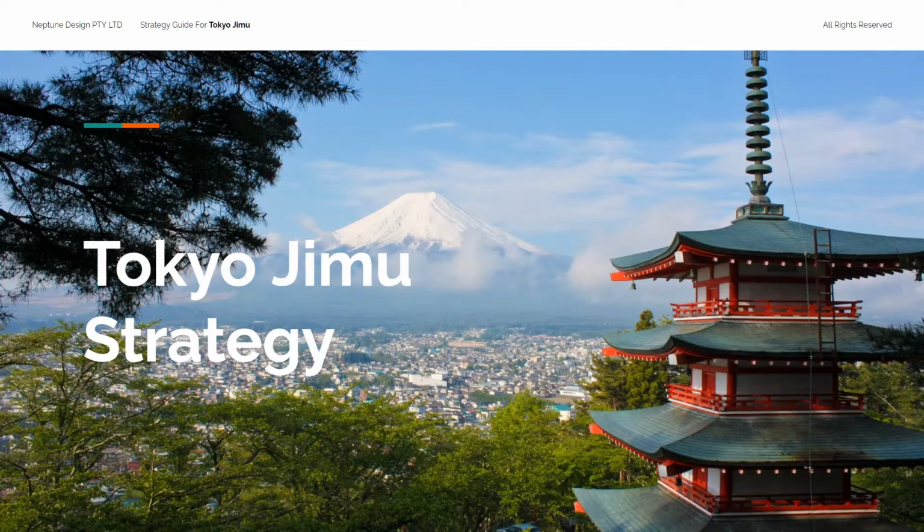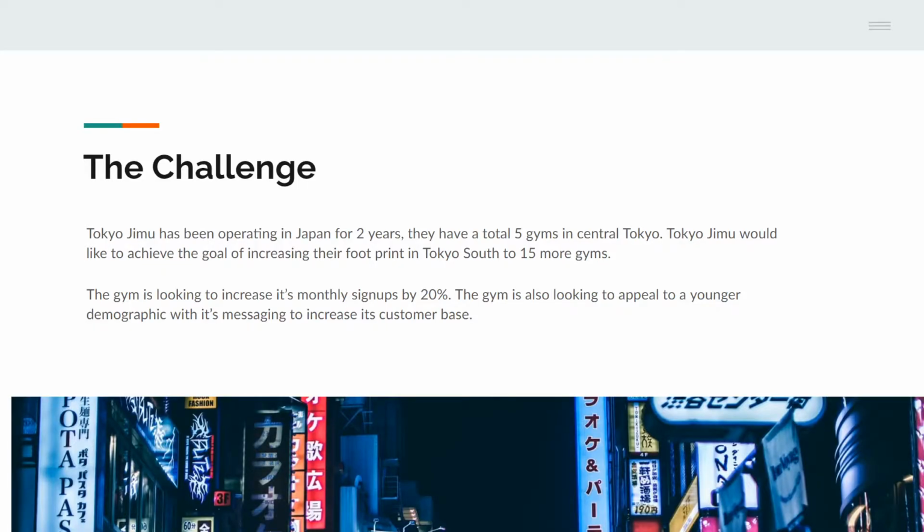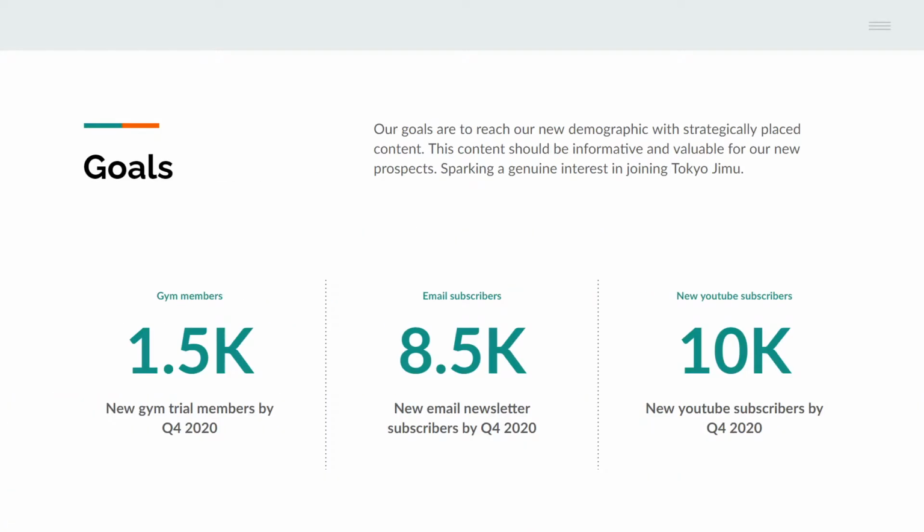Okay, so it's for a gym in Tokyo, and we have to talk about the challenge of this gym. The gym has basically been operating for 2 years. It's got 5 gyms, and they are looking to expand to Tokyo South with 15 more gyms. Now, it's looking to increase its monthly sign-up rate by 20%, and it's also looking to appeal to younger clients so that they can grow their customer base.